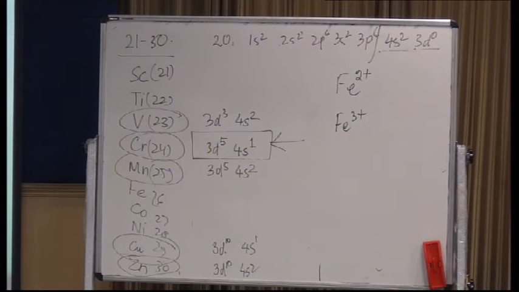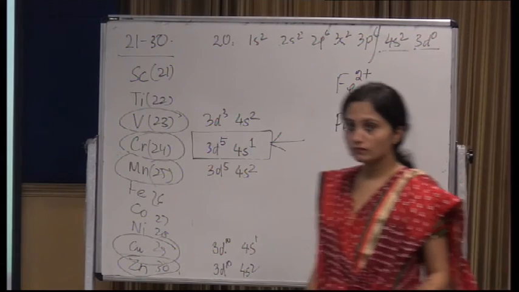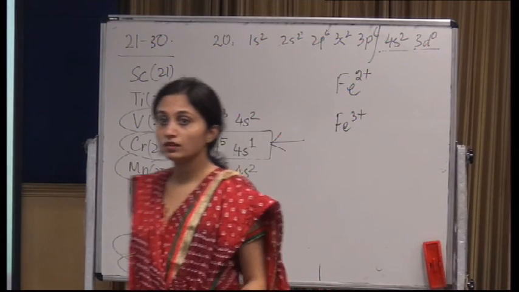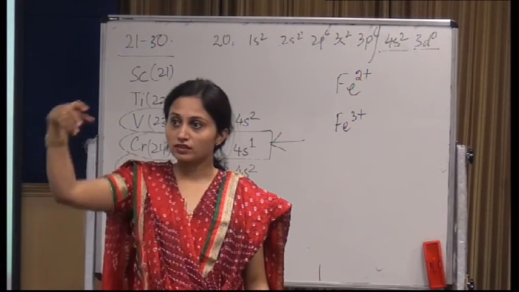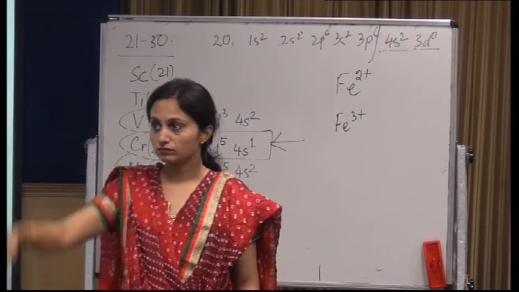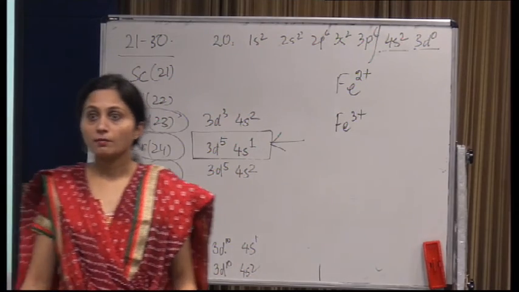Just tell me the outermost configuration. It will be 3d10, 4s2, 4p. Wait, 4s, 3d, 4p. Minus.